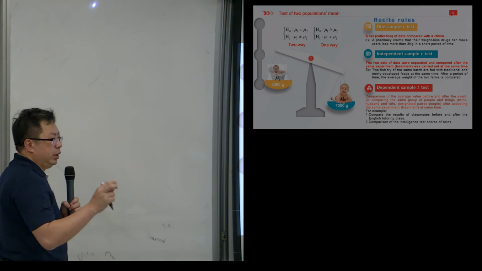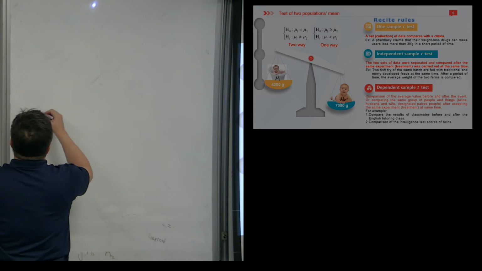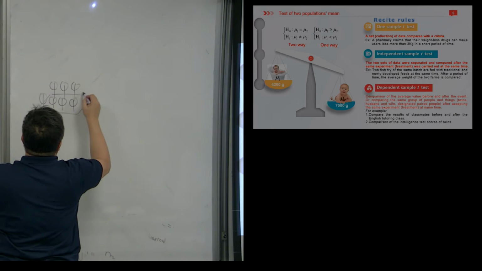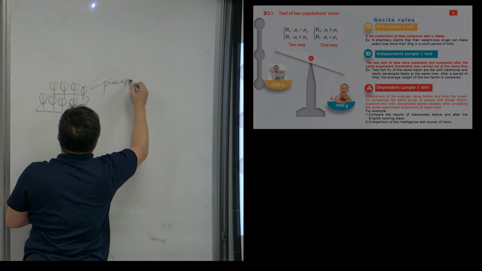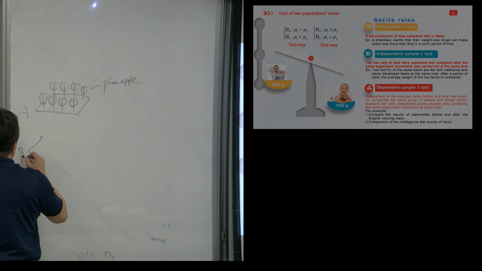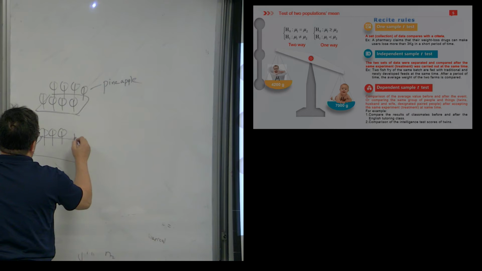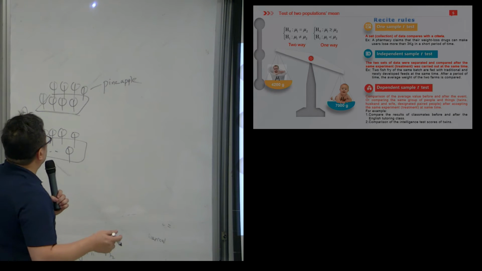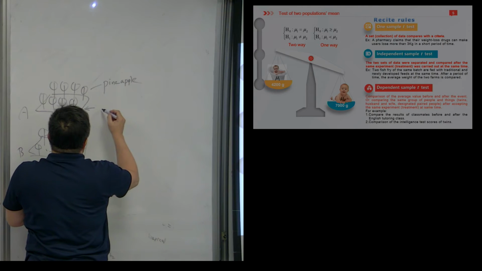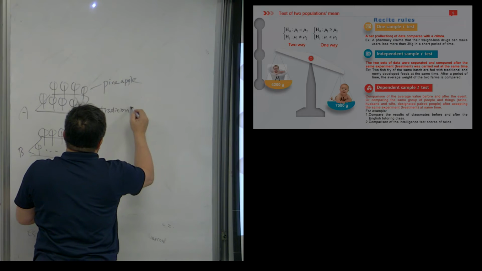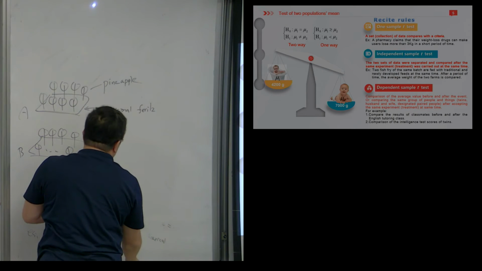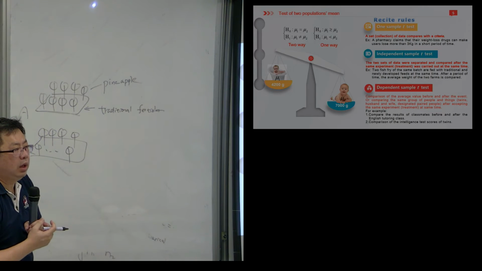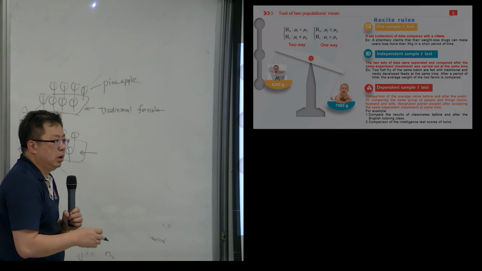For example, I have two farms. Every farm I have 10 pineapples. This is A, this is B. I have two farms, A and B, and I plant pineapples. On farm A I use the traditional fertilizer. And on the second, I use the newer fertilizer.